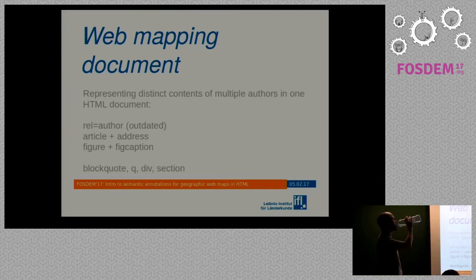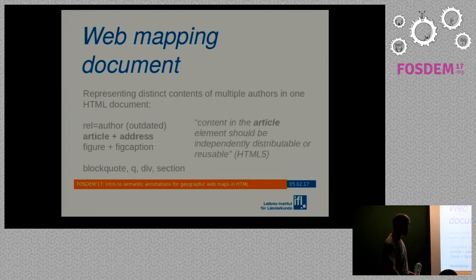So I had to study a bit of HTML and how to express content of multiple authors in one document. I investigated some terms, and these are basically all the old approach, and these are all the tags which actually allow for structuring the content depending on that there are many authors. I decided to go for a mix of article and address.